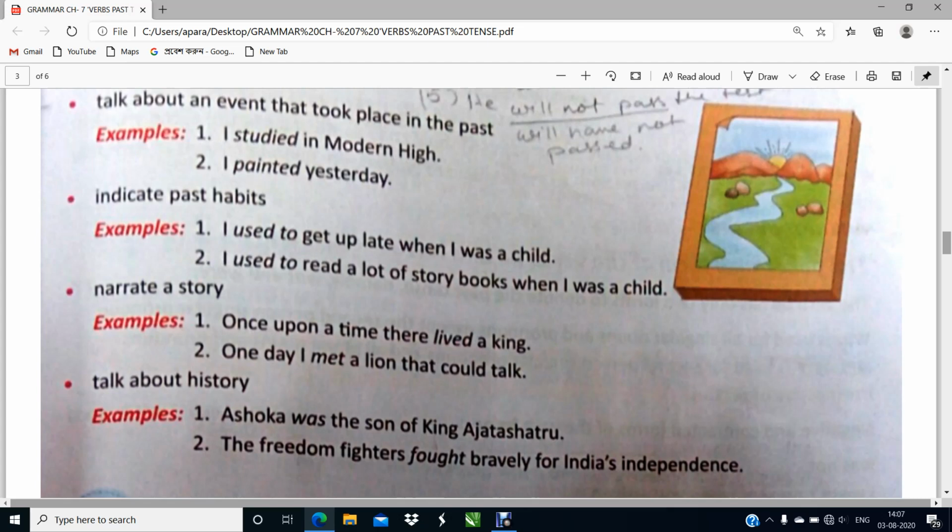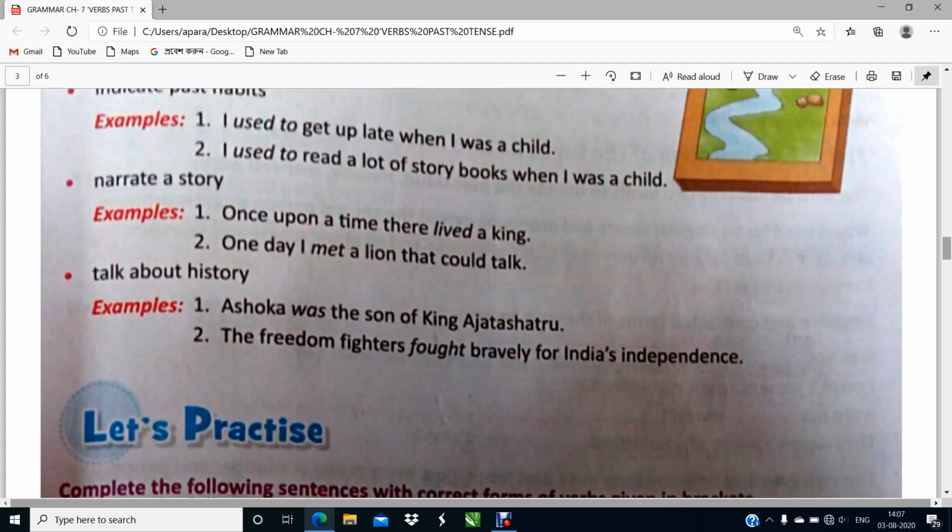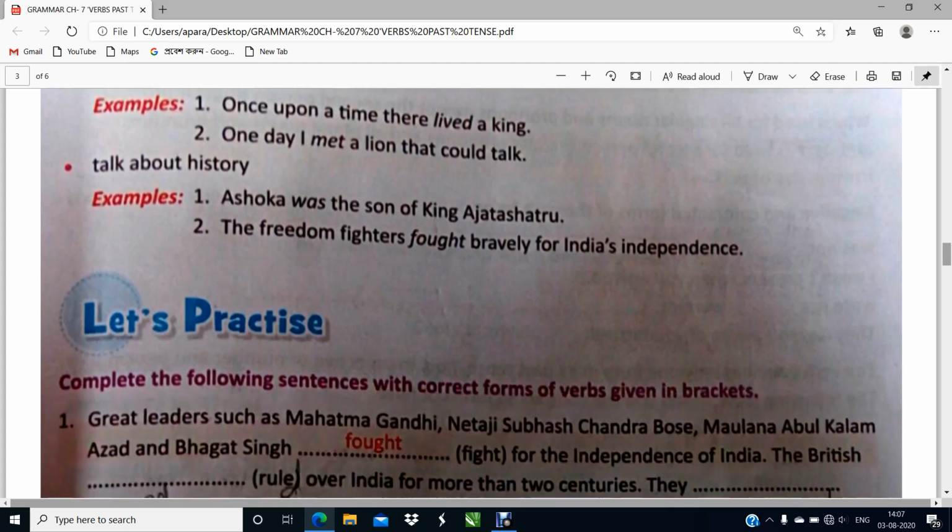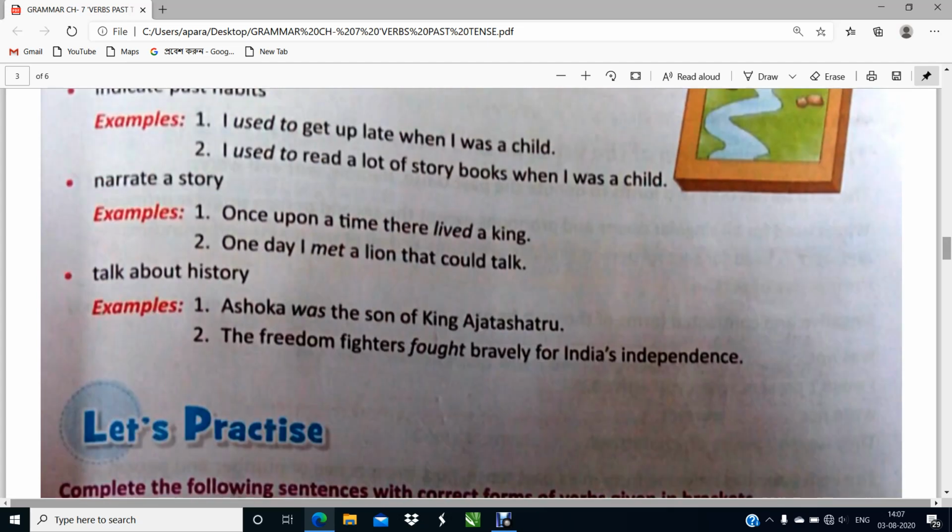And the next is when we talk about history. What is that? Ashoka was the son of King Ajat Shatru. The freedom fighters fought bravely for Indian independence. There was a great discovery done by our scientists. All these are written in past tense. So this is what we have to understand, that is how we write simple past tense.